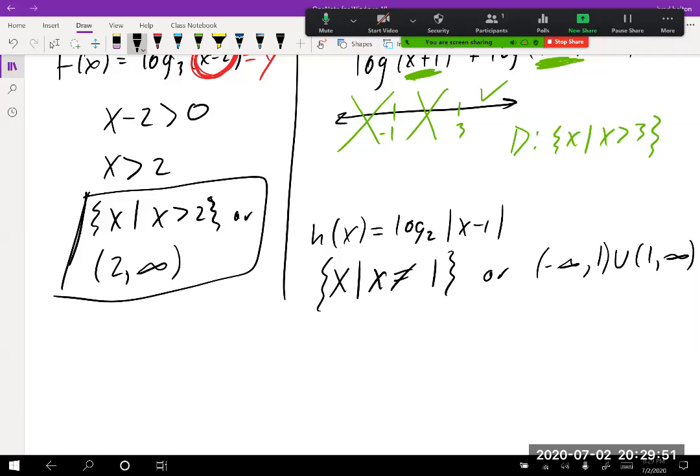And that means that any number I pick from either here or here should be okay. So let's pick -5. So plug -5 right into there. So -5 minus 1 is -6.